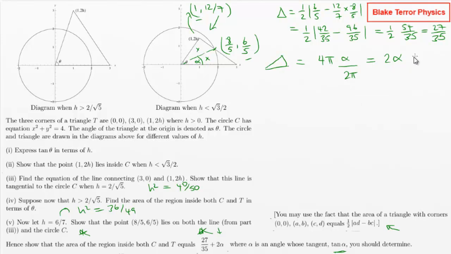Anyway, so we've got our 27 over 35 plus 2 alpha, and we can say something about alpha because it's going to be our ratio of these. So tan alpha is our opposite, which is the y coordinate, 6 over 5, divided by our adjacent, which is the x coordinate. So it's going to end up being 3/4. That did fall out really nicely, once you can see what they've got you to do.